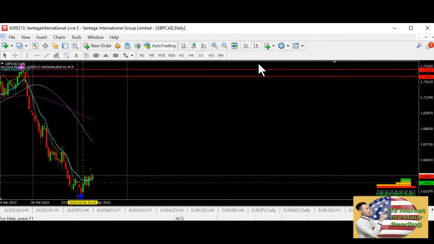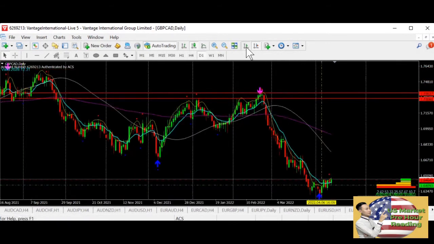Okay, so how about pound cat? Okay, let's take a look at pound cat. Pound cat over here is in the downward trend.